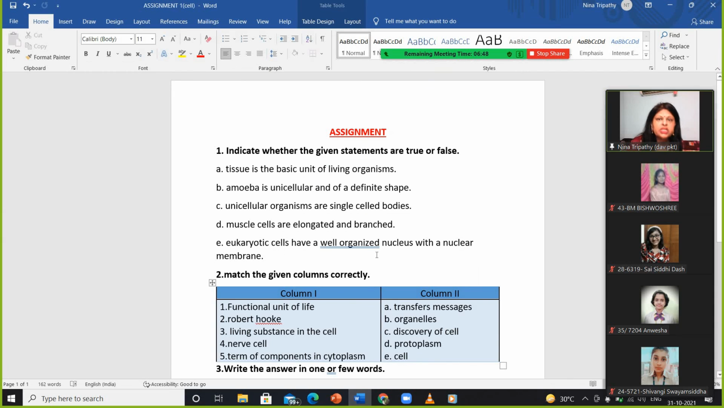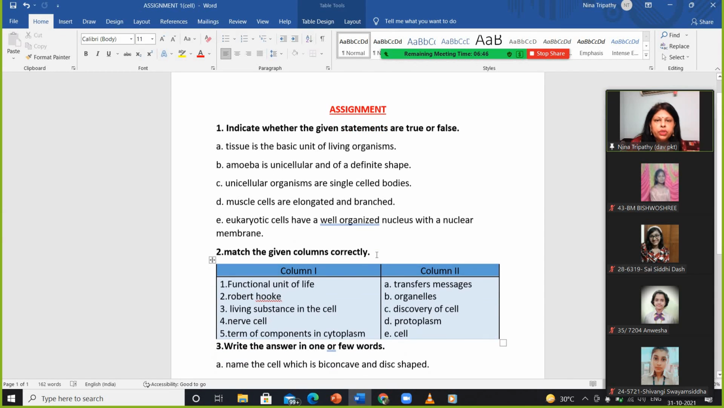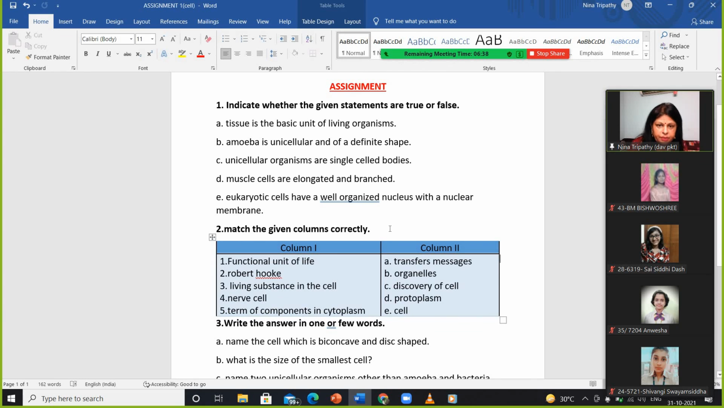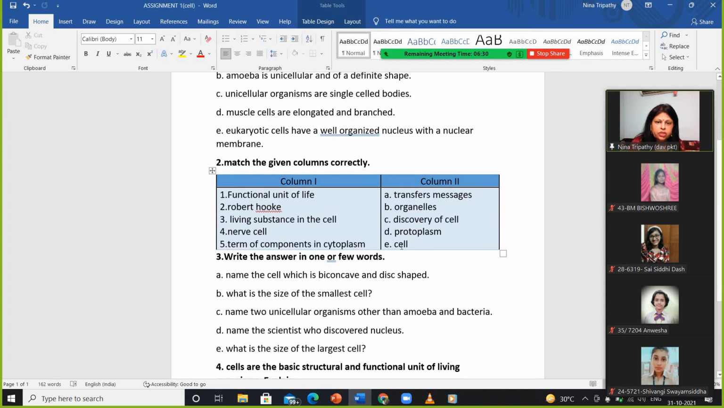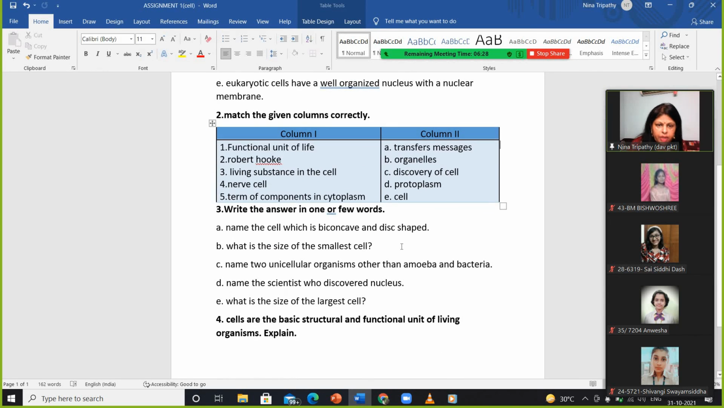Then I will go to another one. I will give you this assignment. You will do this one in your copy. Number 1 is to indicate whether the given statements are true or false. Number 2 is to match the given columns correctly. You can match with the numbers, or you can draw the line. The next one, write the answer in one or few words. The last one is, cells are the basic structural functional unit of living organisms. You have to give the answer, or give the reason, or explain.